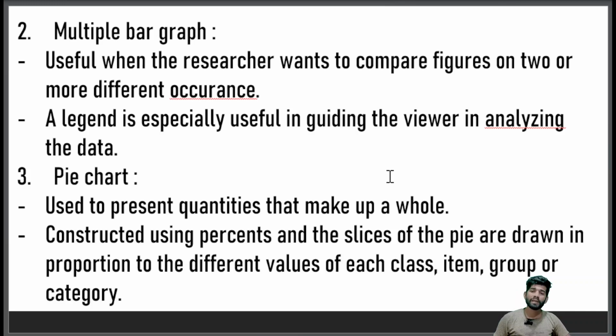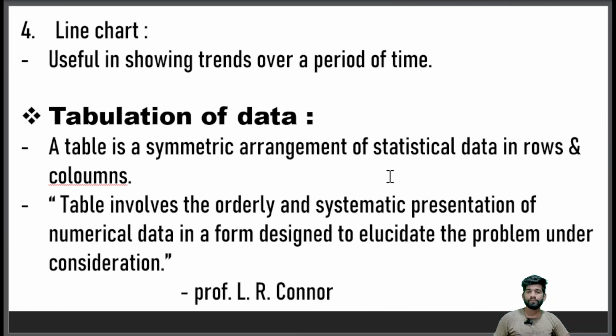Then third one is the pie chart. We can see it in detail at the last point of this unit. Used to present quantities that make up a whole. Constructed using percents, and the slices of the pie are drawn in proportion to the different values of each class, item, groups or category. Then fourth one is the line chart, useful in showing trends over a period of time.